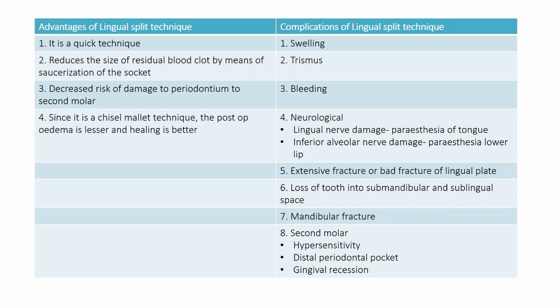In complications, we have swelling, trismus, and bleeding. But this only occurs when things go wrong during the procedure. Then we have neurological complications. In that, we have lingual nerve damage, paresthesia of tongue, inferior alveolar nerve damage, paresthesia of lower lip. Then we have extensive fracture or bad fracture of lingual plate.